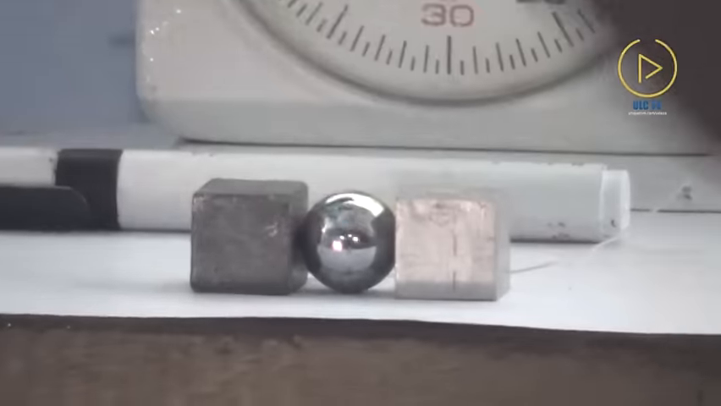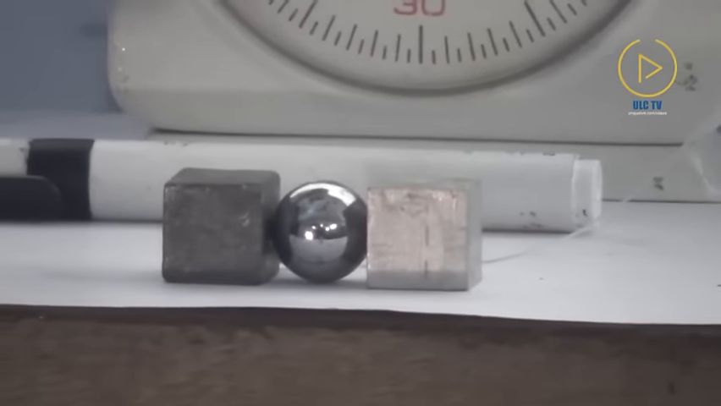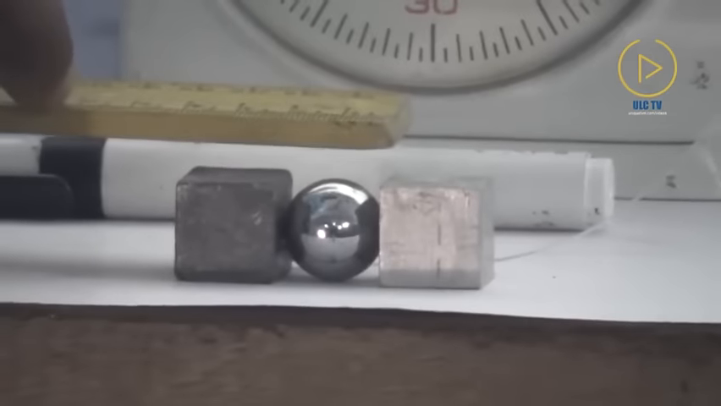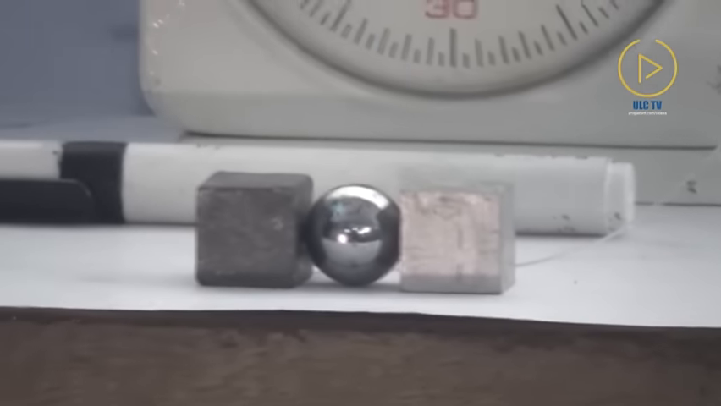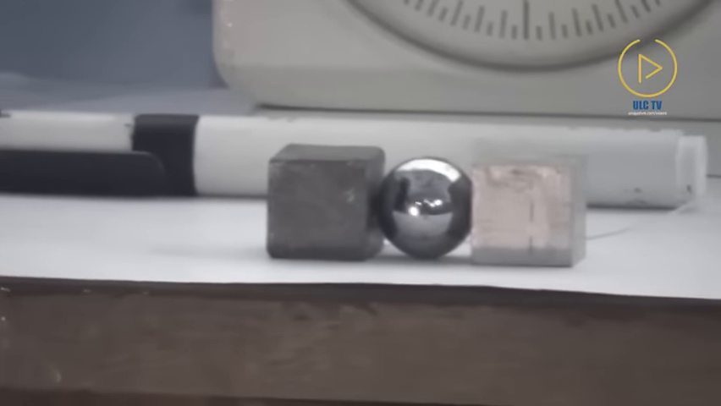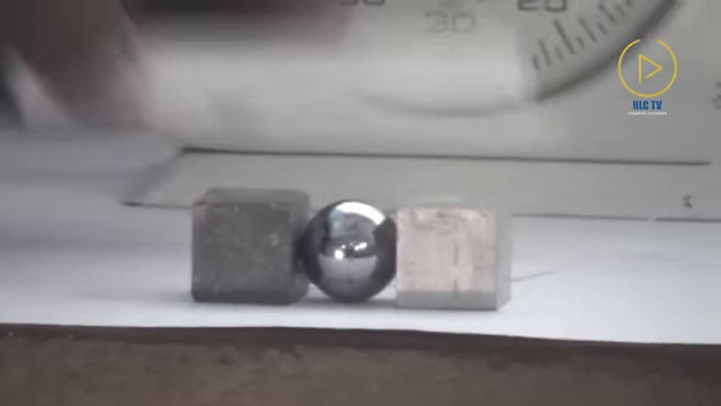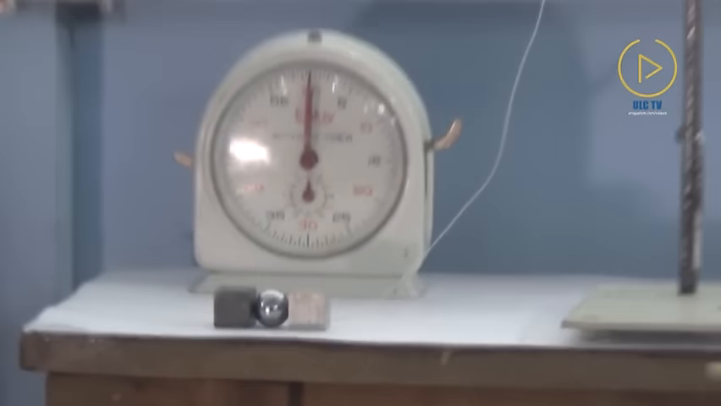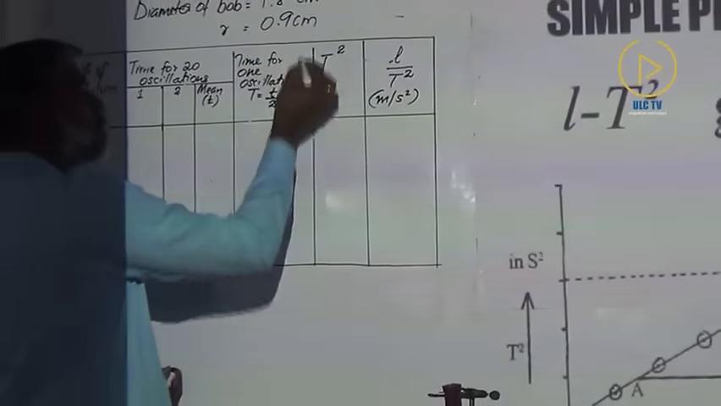The distance between the blocks can be measured now. See this distance, the gap is calculated. So it is 1.8. 1.8 centimeter is the diameter of this bob. So I am noting the value. Diameter of the bob is 1.8 centimeter. So radius of this bob will be 0.9 centimeter.